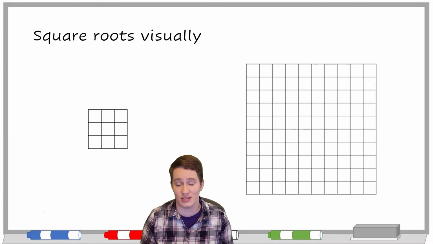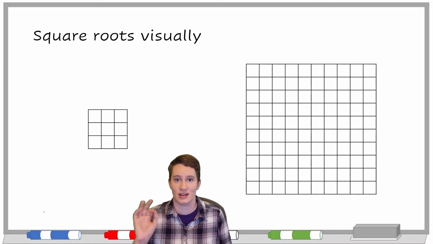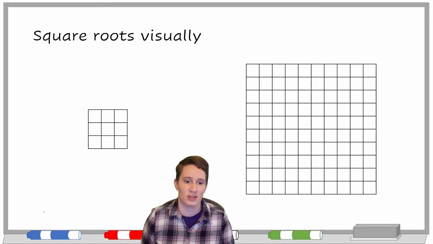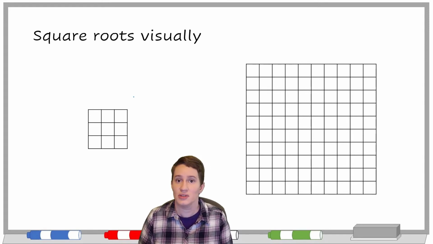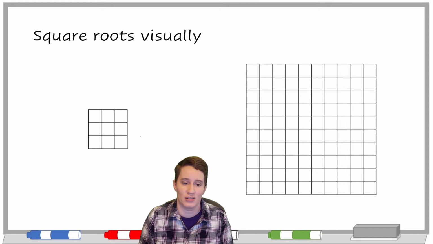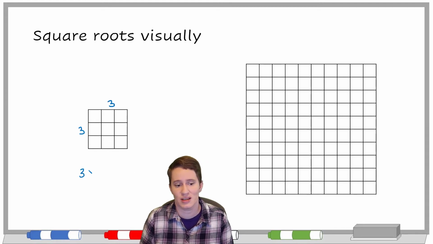Let's visualize this. Square roots are talking about something squared. That's the idea. So we could visualize square roots using unit blocks or blocks on a paper like this. We could look at this and say, okay, this has 3 on the side and 3 on this side, that's basically saying 3 times 3, or 3 squared, which is 9.